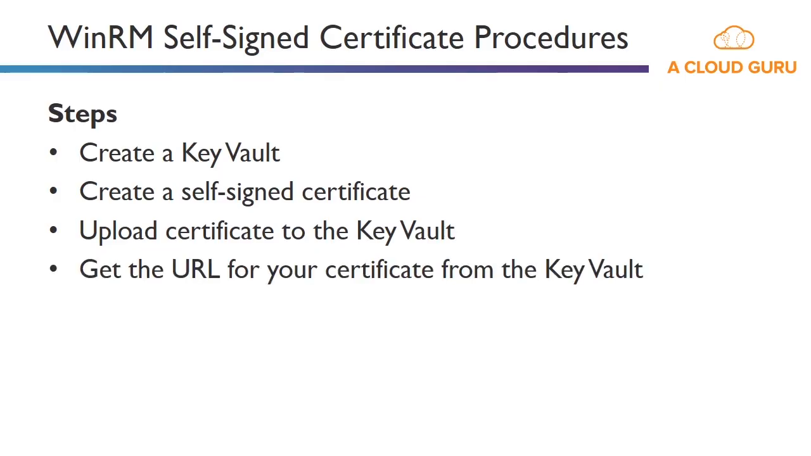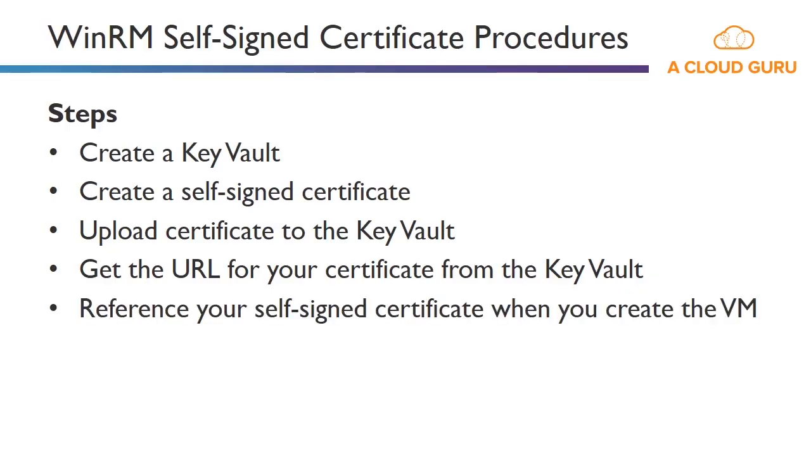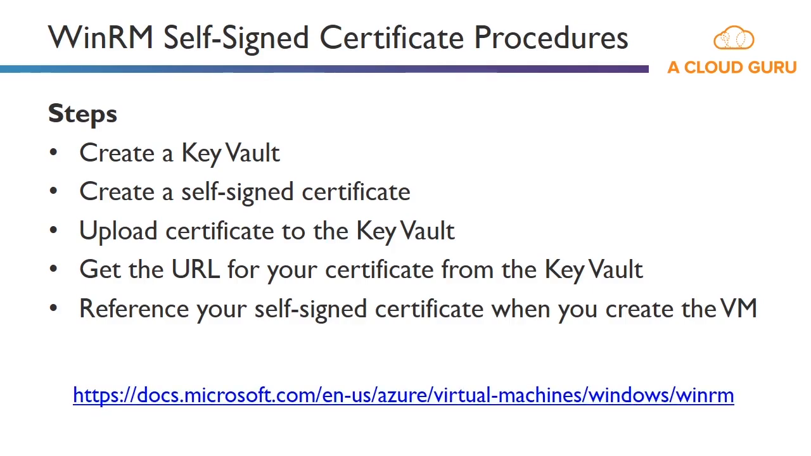So at this point, we've created the key vault, the certificate's in the key vault. Now we get the URL for the certificate directly from the key vault. Finally, we reference our self-signed certificate when we create the virtual machine. All of these procedures can be found at the following link. You won't be expected to know the detailed commands for this, but you should be familiar with the high-level procedures of what's required to create the self-signed certificate. And with that, that concludes this demonstration.